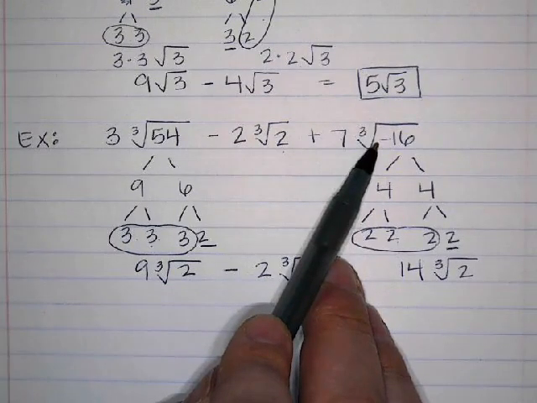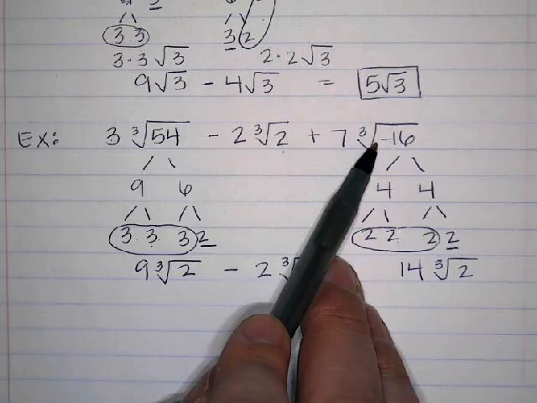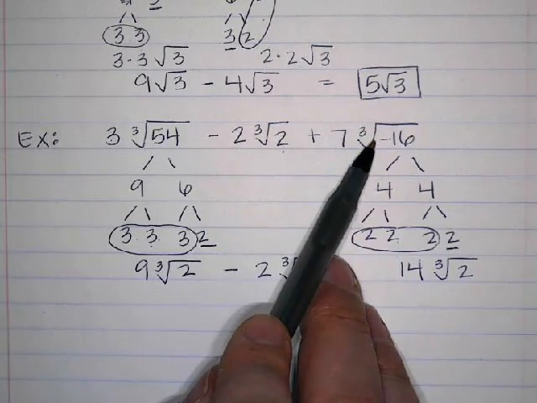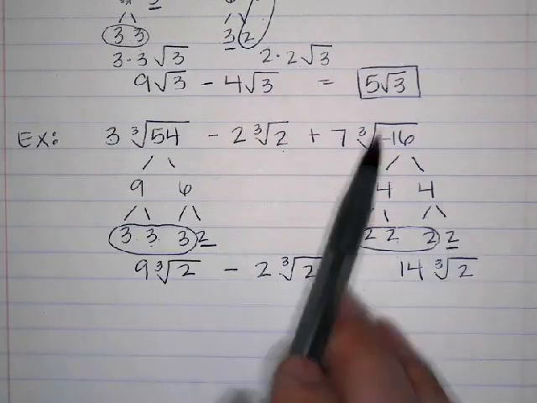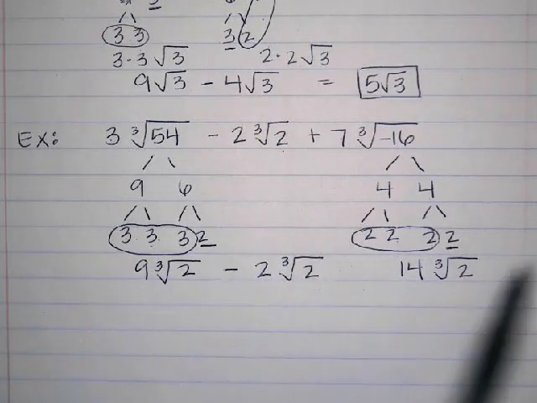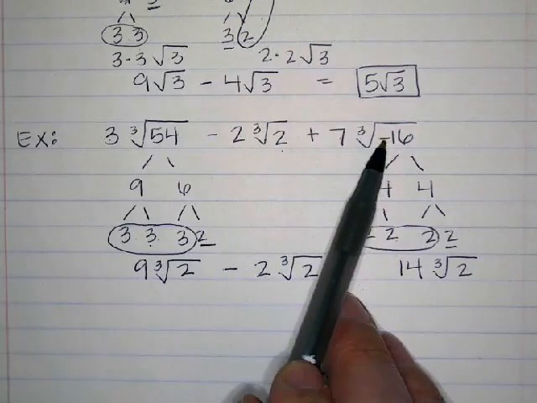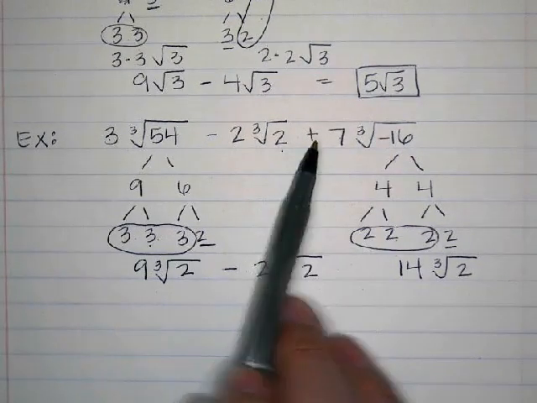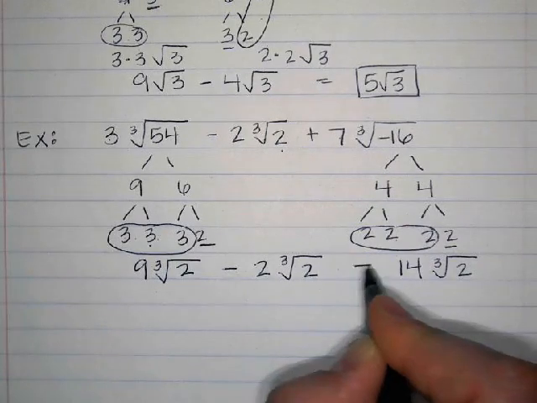Do we put an i? No. How do we know that we're not supposed to put an i? It's a cube root, and with cube roots, you're allowed to cube root a negative. So with a cube root or a 5th root or a 7th root, you just take the negative and move it out to the front. So I'm going to take the negative and stick it out here.